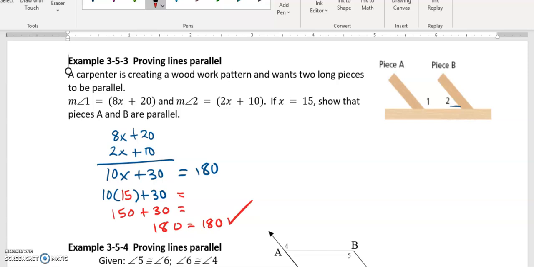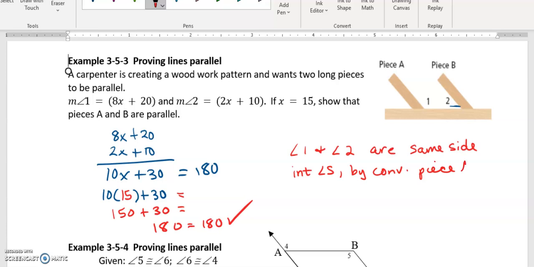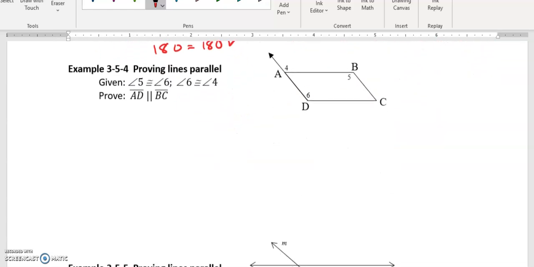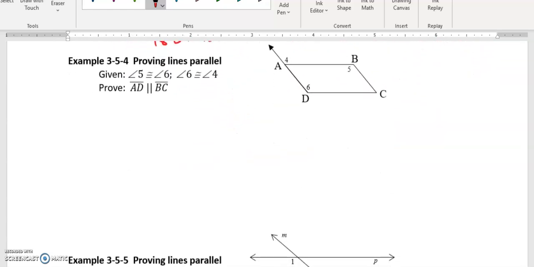And that shows that they're parallel because angle 1 and angle 2 are same side interior angles, and by the converse, pieces A and B are parallel. I wouldn't expect you to write all that. It's just because it's the notes that I'm going to write all that here, proving these lines are parallel.